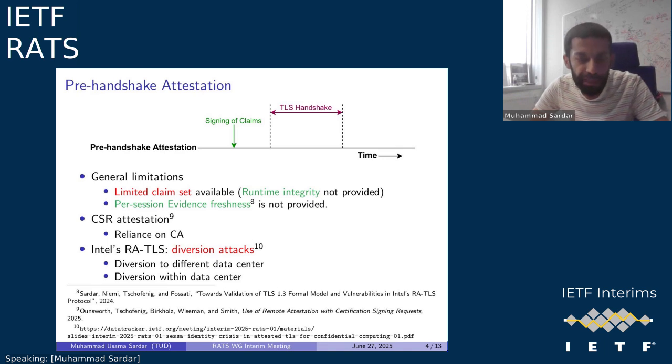So in the last interim, I have a reference to these slides below. We already talked about the diversion attacks, which can happen when an entity wants to connect to some specific data center, and that identity is not provided in these solutions, which only generate the key ephemerally. That's why we cannot have the guarantee of which data center I'm communicating with. So diversion to a different data center, as well as within the data center, is possible, as we discussed last time. Next slide, please.